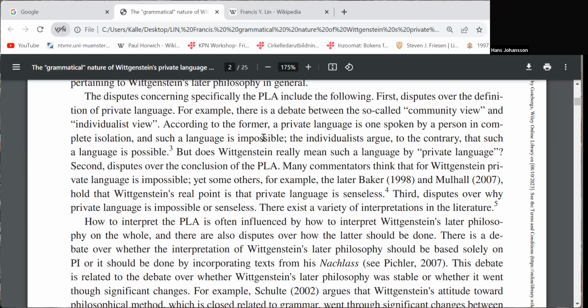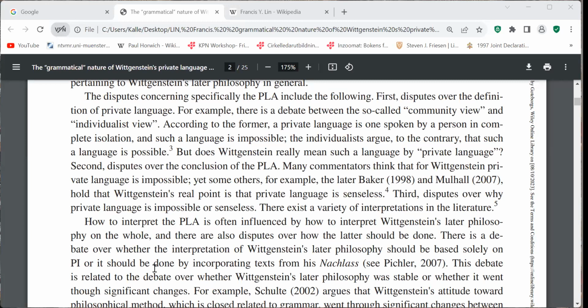Second, disputes over the conclusions of the PLA. Many commentators think that for Wittgenstein, private language is impossible. Yet some others, for example, the later Baker and Mulhall, hold that Wittgenstein's real point is that private language is senseless.